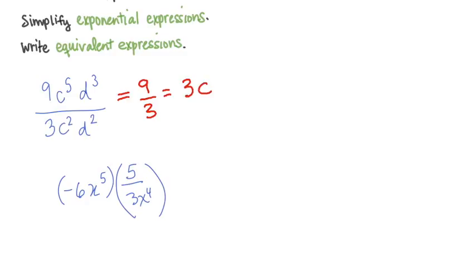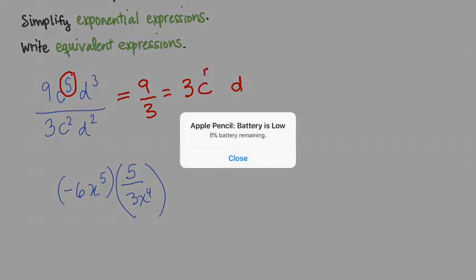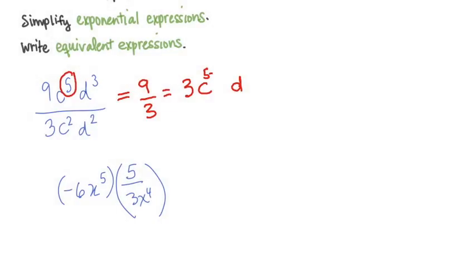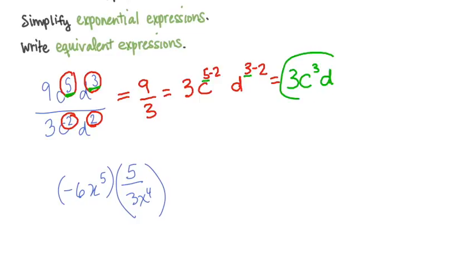Now let's go ahead and tackle our variables. We have c and we have d, and my first exponent here is a 5. The second exponent here is a 2. My first exponent here is a 3, and my second exponent here is a 2. And notice that I'm putting my exponents that are in the numerator always first. That's very, very important. So if I were to simplify this even further, my final answer would be 3 times c to the 3rd power times d to the 1st power.